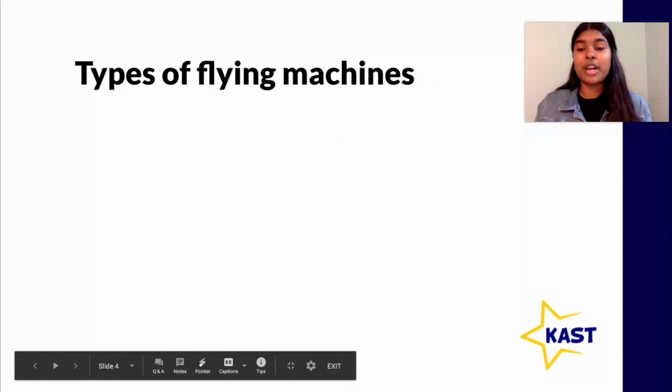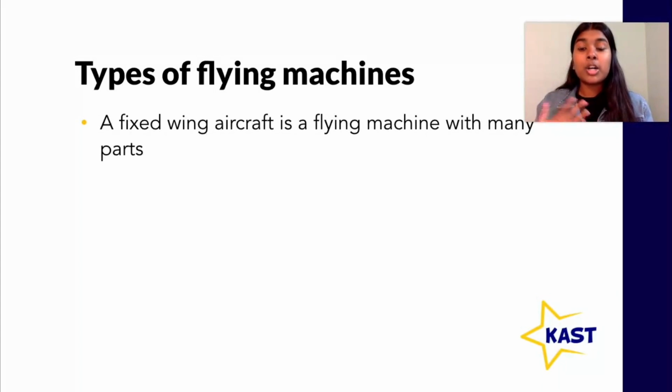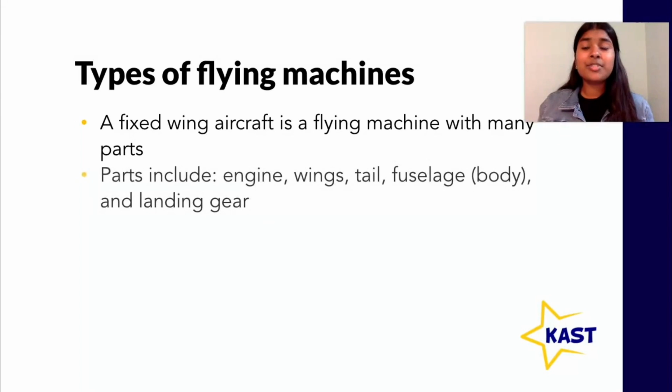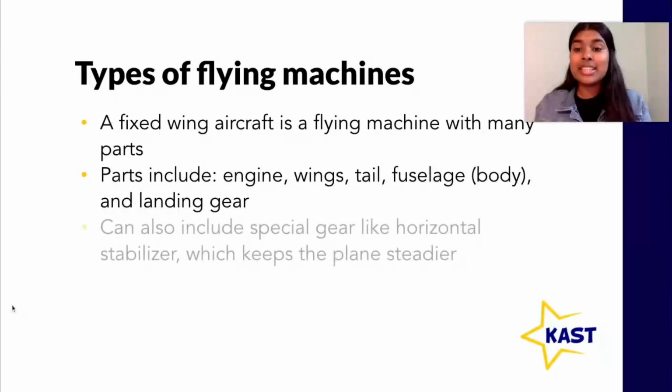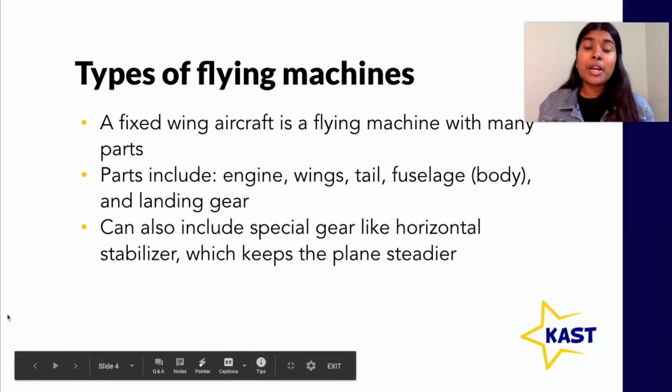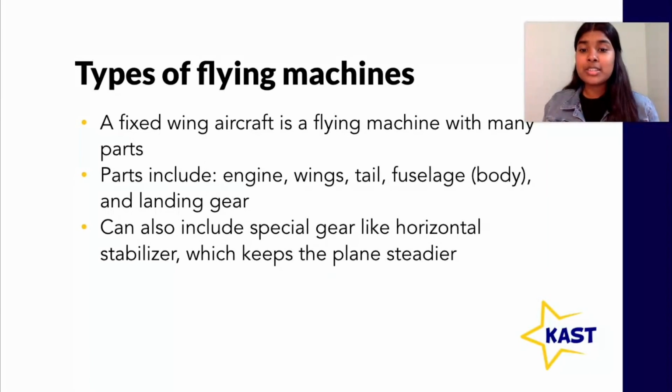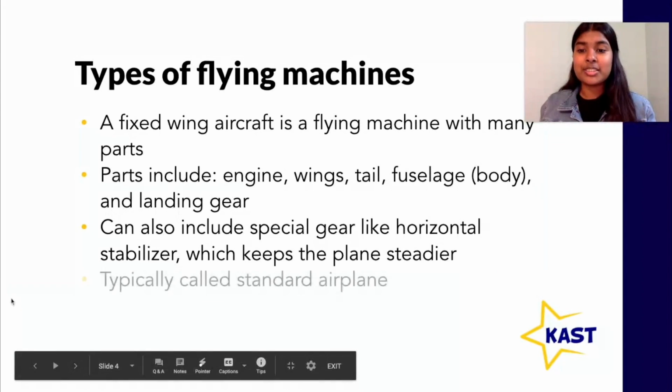So, types of flying machines. A common one that you see in airports are fixed wing aircraft that have many different parts. It includes engines, wings, tail, fuselage, which is the body and contains the area for the passengers and cargo, and landing gear. It also includes special gear like the horizontal stabilizer, which keeps the plane steady and not moving in all sorts of directions. This is what you call a standard airplane, which you see in many airports.